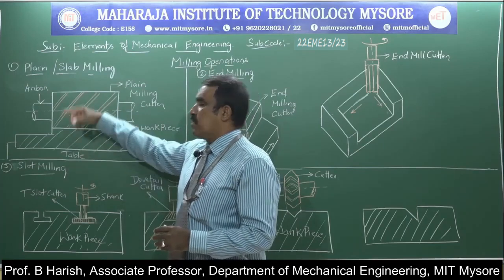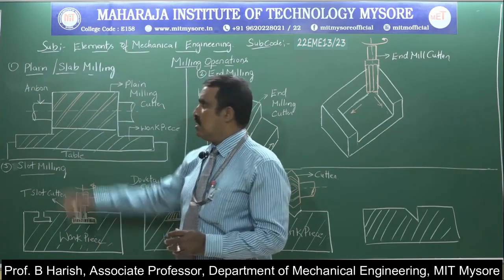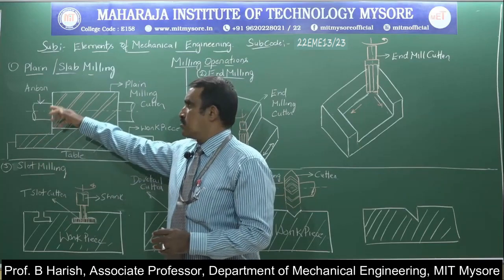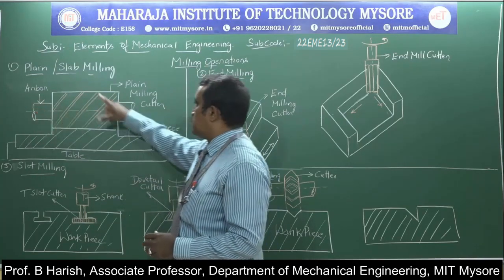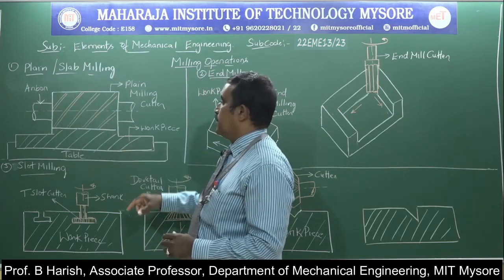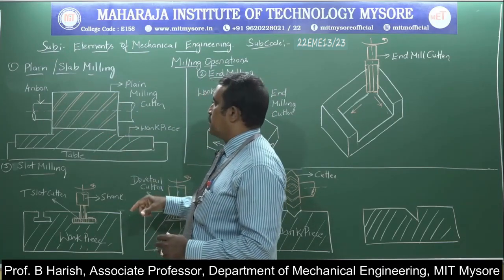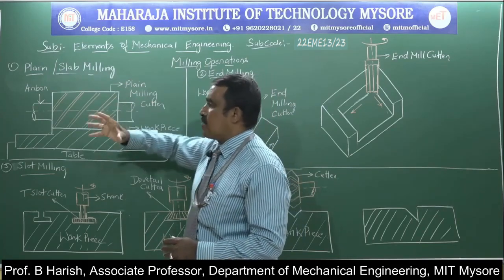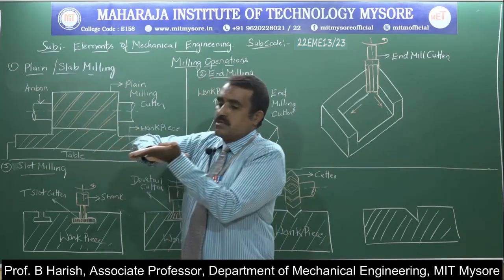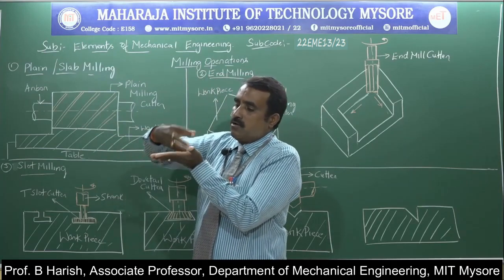Then the milling machine is switched on. As the machine is switched on, the spindle starts rotating. Motion is transferred from the spindle to the arbor, so the arbor also starts rotating. Here is the direction in which the arbor rotates. As the arbor rotates, the cutter also rotates. The surface is like this, and the cutter rotates like this.